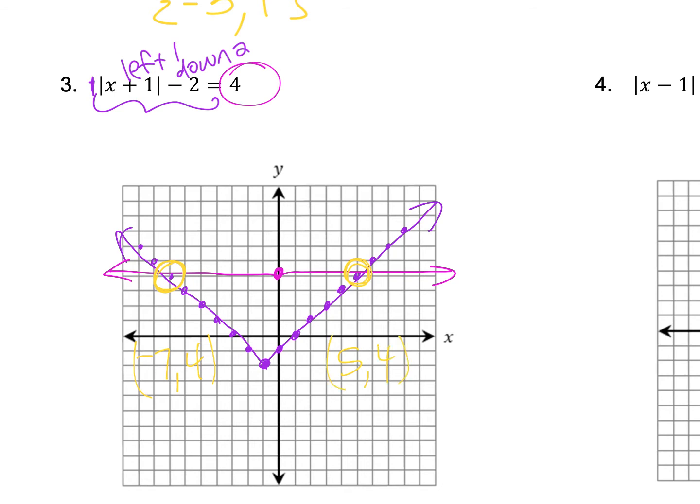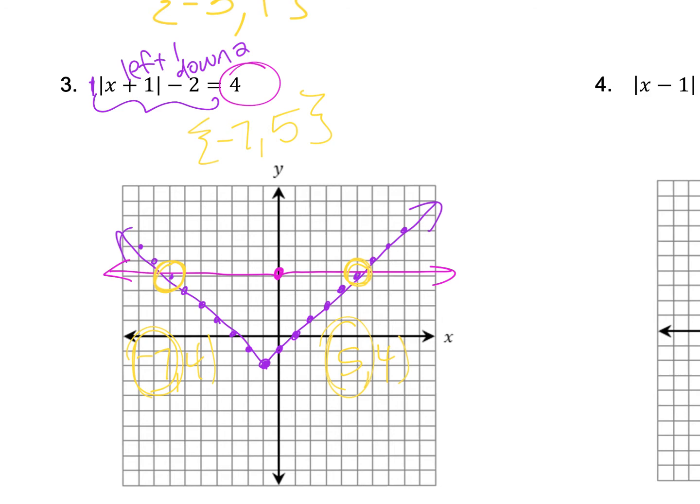So again, when we're solving these, we're just looking at the x's because there's no y's in our equation. So my solution would be x equals -7 and 5. So those are the two values. You can easily check these by just plugging them in for x and making sure the equation is true.